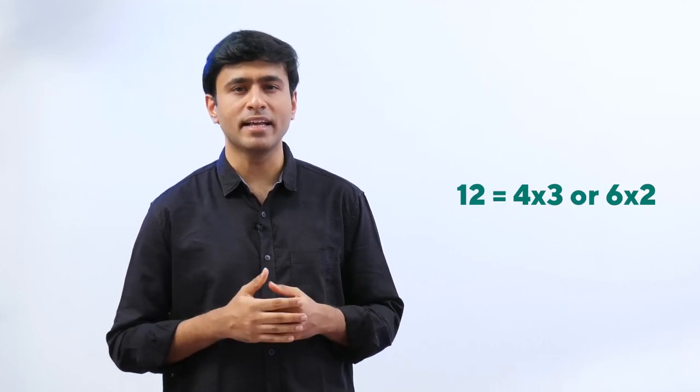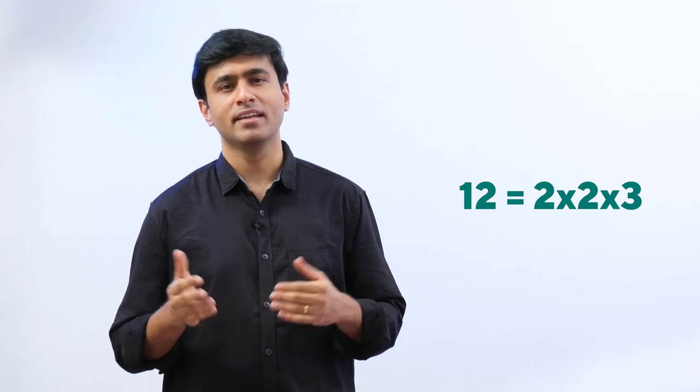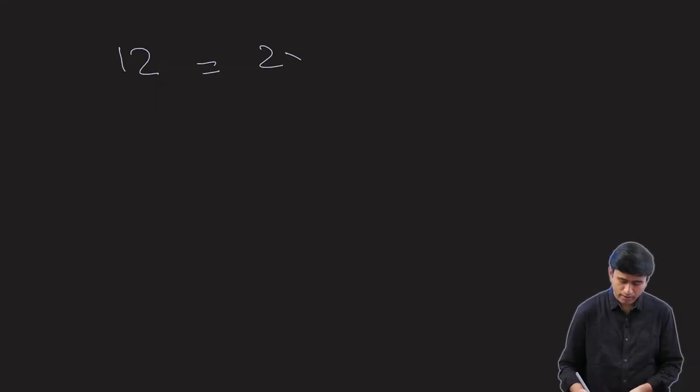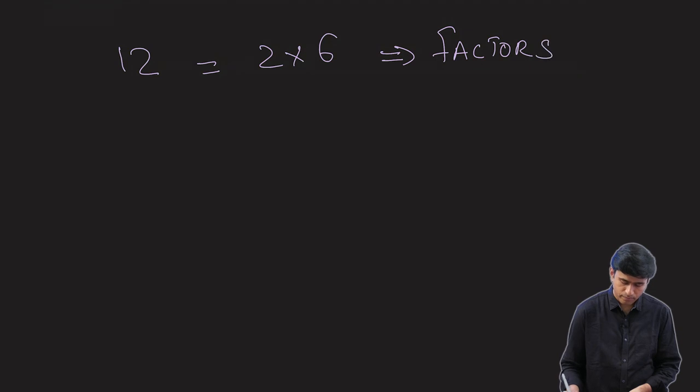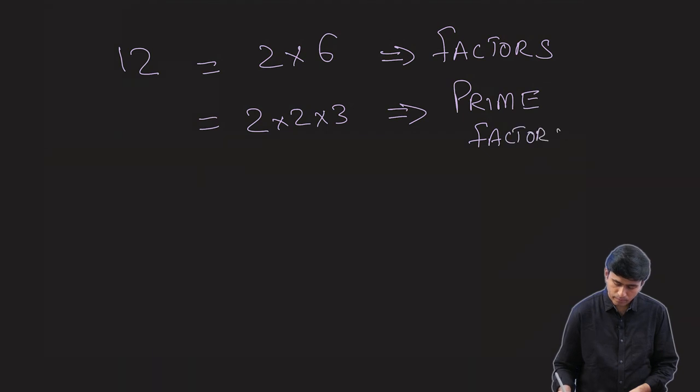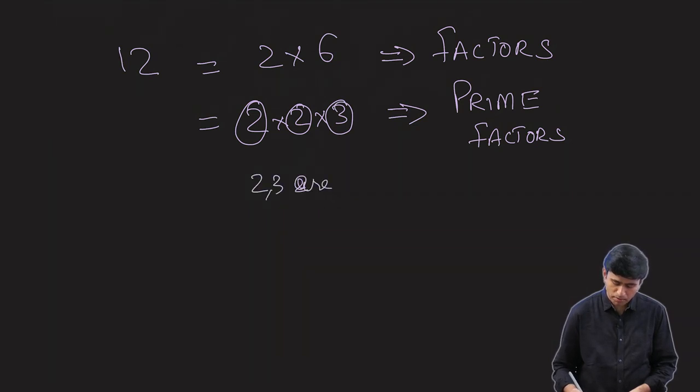For example, 12 can be written as 4 into 3 or 6 into 2. So, what is prime factorization? Writing a given number as a product of two or more prime numbers is called prime factorization. The same 12 can be written as 2 into 2 into 3, that is prime factorization. So, when you write 12 as 2 into 6, these are the factors. But when you write it as 2 into 2 into 3, these are the prime factors, because it's a product of prime numbers. 2 and 3 are prime numbers.